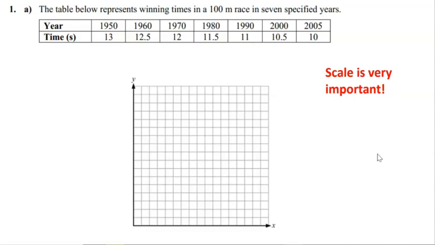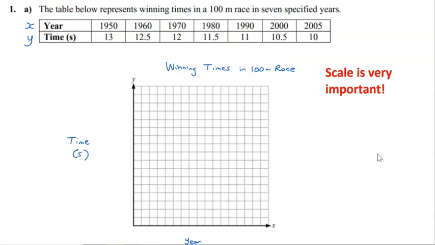So here we're looking at a table representing winning times in a 100-meter race in 7 years. So I'm going to give this graph a title. I'm just going to keep it simple, winning times in a 100-meter race. And then I'm going to look to label and create my x and y axes. So my x-axis is the top one always, and my y is the bottom one. So I'm going to label x is going to be the year, and y is going to be the times, and the s there is for seconds.